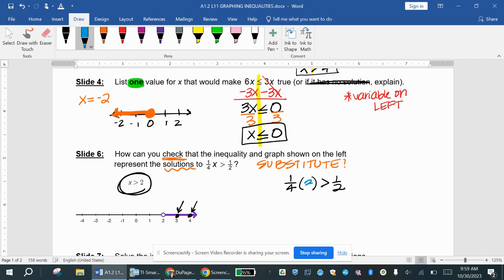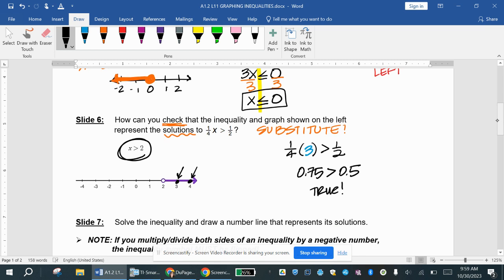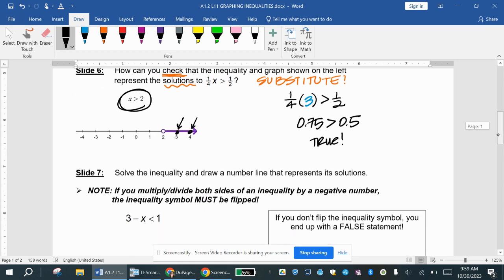Let's check the 3. If I substitute 3, and again, you can pick decimals as well. You could have picked 2.5, 3.75, any number to the right of 2. So 1/4 times 3 is 0.75, and that is bigger than 0.5. So since it gives me a true statement, then that means that it is a solution. X is greater than 2. Now notice that the 2 is open, so I could not have picked 2 as a solution. If I would have tried to substitute the 2, it would have given me a false statement.